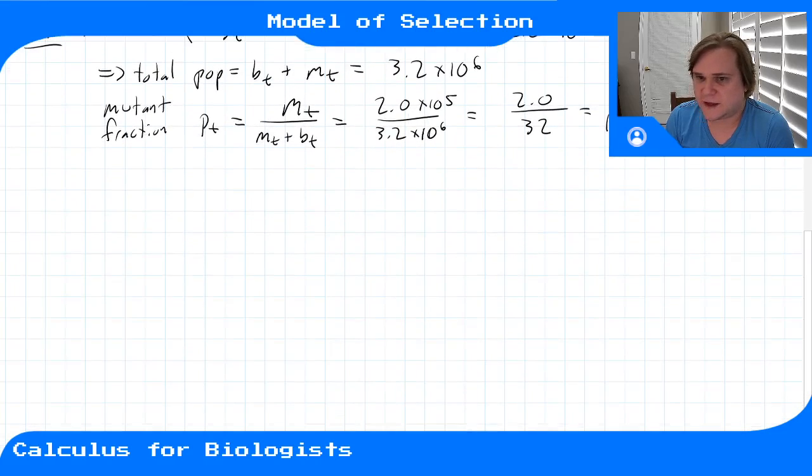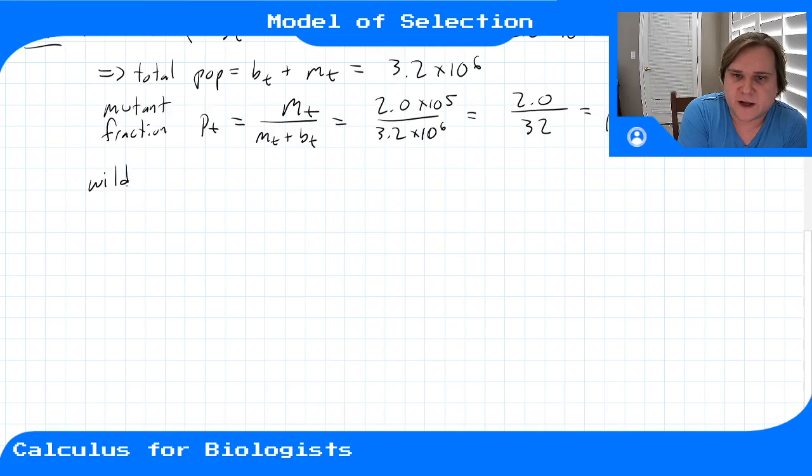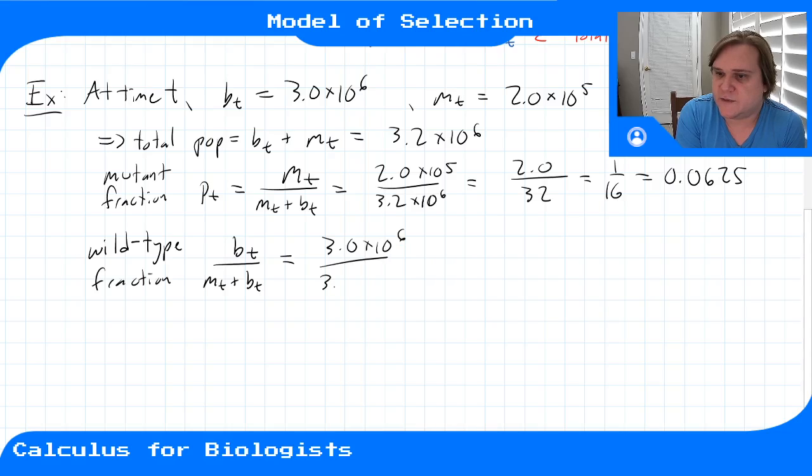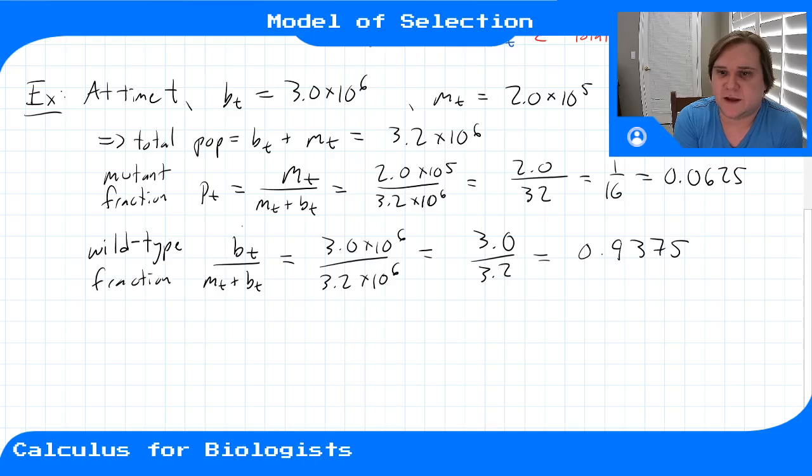But we could ask, what's the fraction of wild type too? That would be the same thing, but instead of M_t on top, we're going to have B_t on top: the number of wild type bacteria divided by the total. That would give us 3 times 10 to the 6 over 3.2 times 10 to the 6, and the 10 to the 6 cancel. If we throw this into a calculator, we'll get 0.9375.